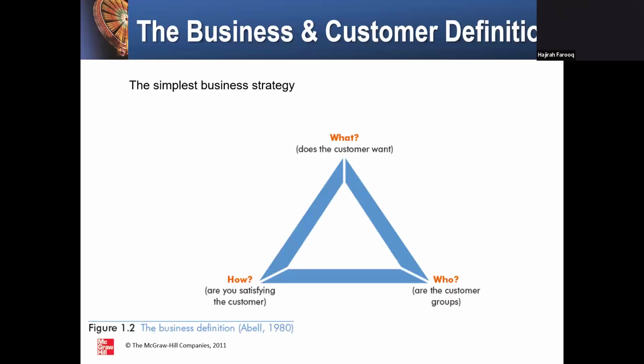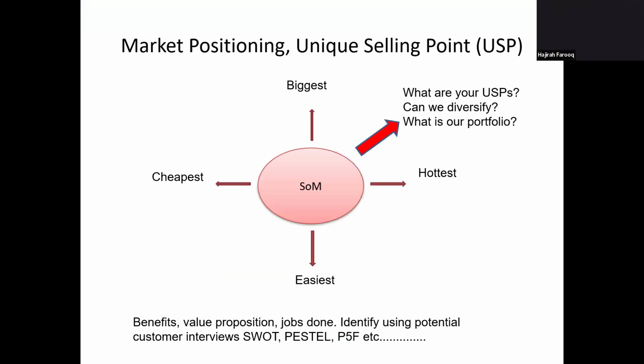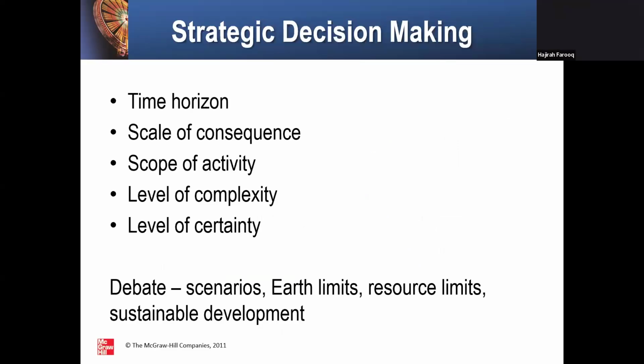Then we discussed this little diagram, which is the simplest form of business strategy, covering what the customers want, who our customer groups are, and how we can satisfy our customers. Then we discussed market positioning and the unique selling point. We also discussed strategic decision making, which involves time horizon, scale of consequence, scope of activity, level of complexity, and level of certainty.